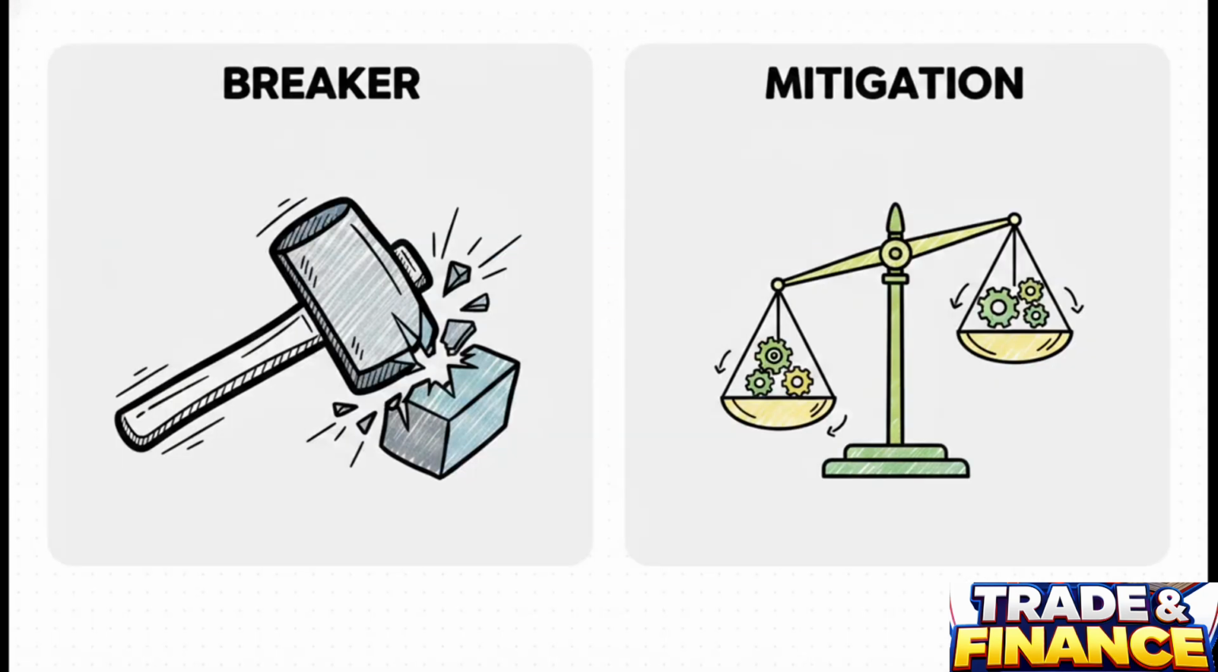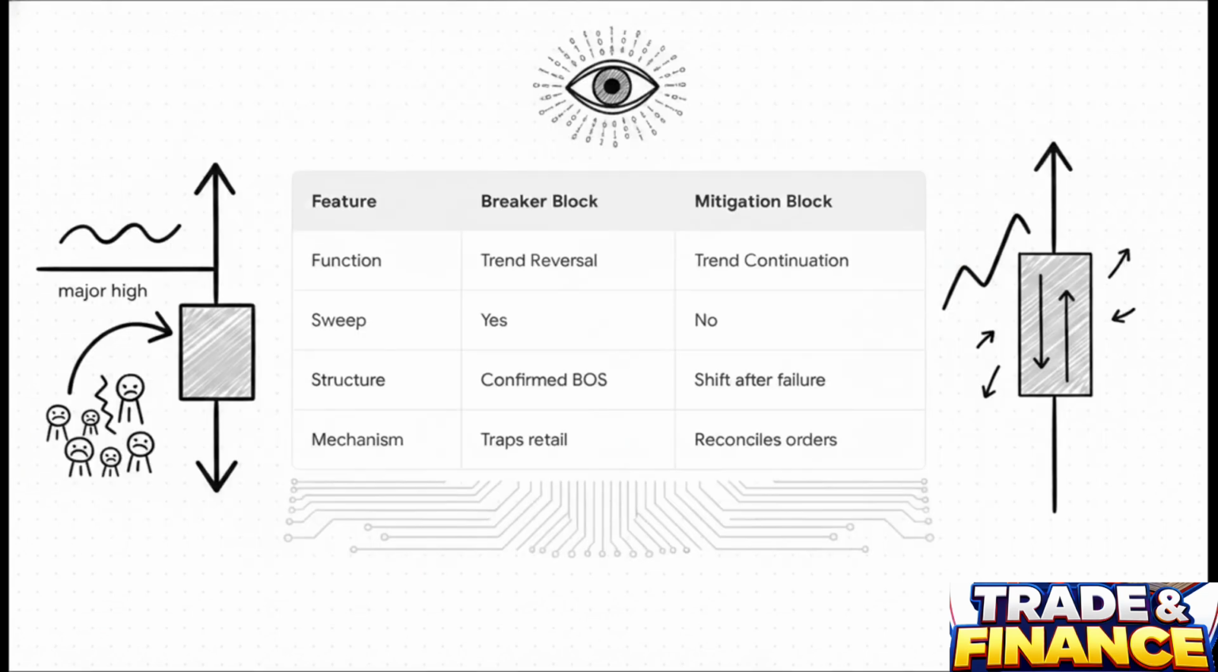But what happens when an order block actually fails? Well, a breaker block is a failed order block that gets absolutely smashed through after a liquidity trap. It flips its role from support to resistance or vice versa, causing a violent trend reversal. Mitigation blocks, on the other hand, are much less dramatic. They simply reconcile unfilled limit orders to continue a trend after a standard failure swing. The absolute key difference here really comes down to the trap itself. A breaker block literally requires a prior liquidity sweep.